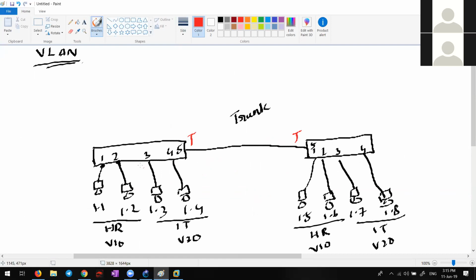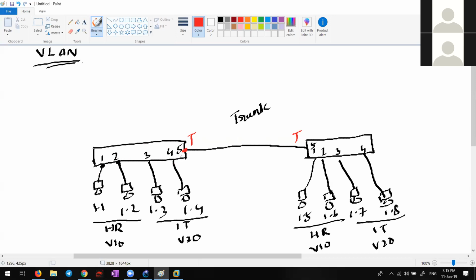For example, if I'm trying to communicate from this interface to this interface in the same VLAN, is there any requirement of tagging? No. Or if I'm trying to communicate from here to here, is there any requirement of tagging? No. The tagging will happen whenever the data goes through a trunk link.